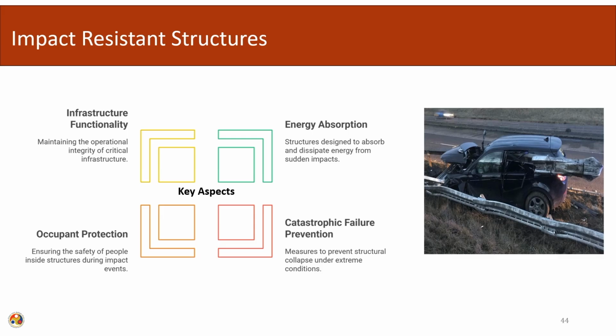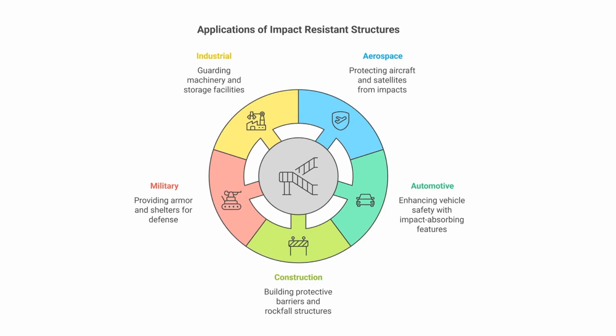Catastrophic failure prevention should always happen. We always have to design our structure so that structural collapse is avoided under extreme conditions. In normal conditions, there is no collapse in the structure. So, functionality, energy absorption, occupant protection and catastrophic failure prevention are the 4 pillars on which the entire concept of design against impact rests.